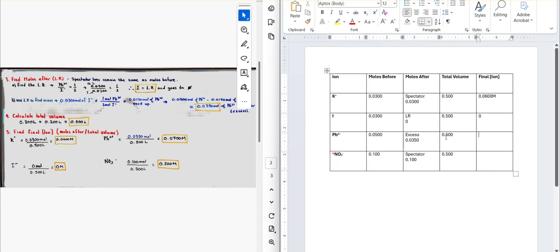And here, oops, this shouldn't be. So I have 0.035 divided by 0.5, now I get 0.0700 molar. And finally this one, which will be 0.200 molar. And that is how you do these ion calculations.